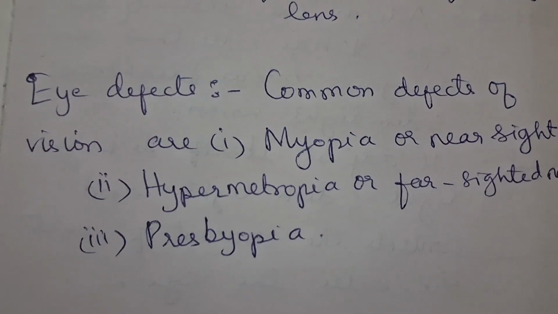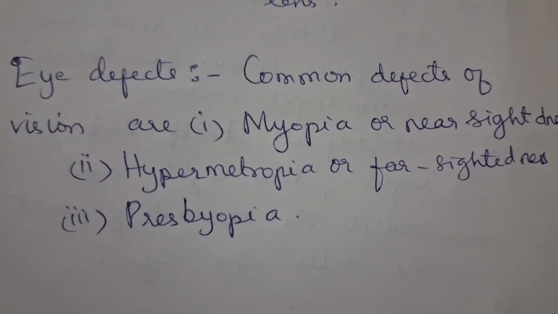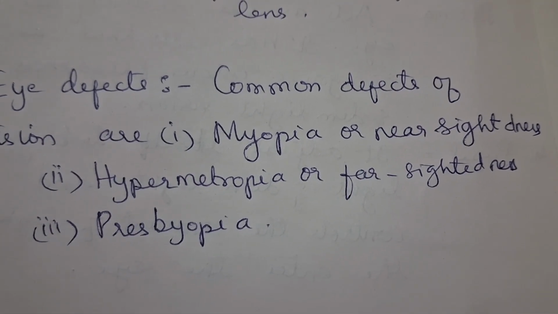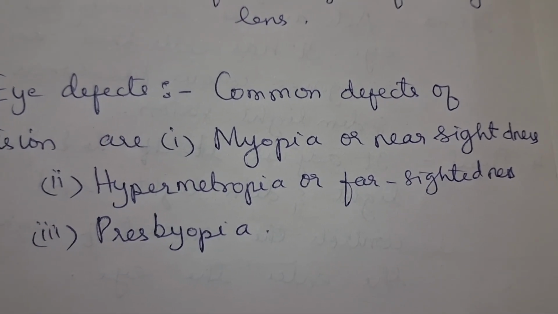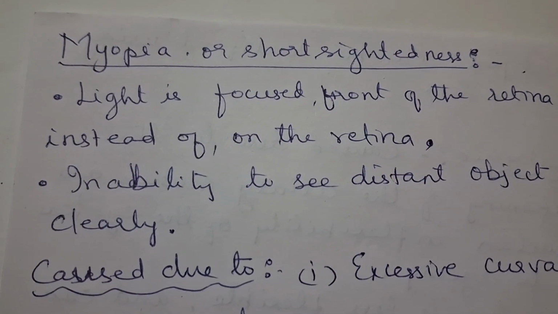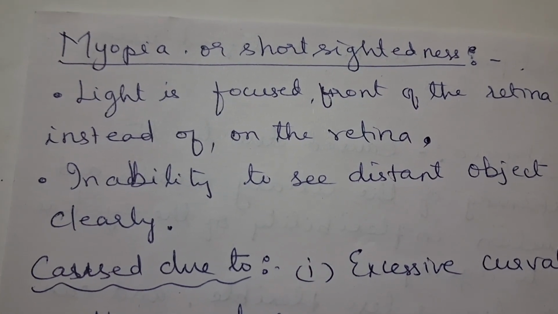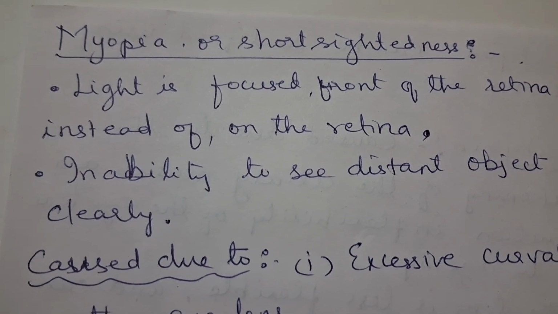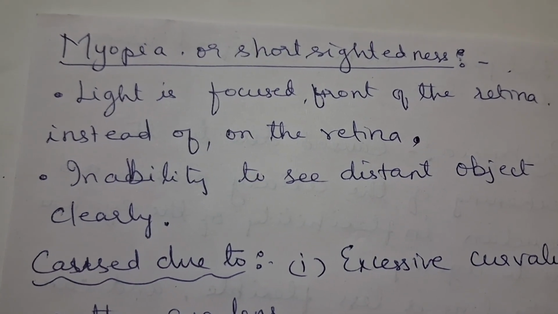Next one, eye defects. The common defects of vision are myopia or nearsightedness, hypermetropia or farsightedness, and presbyopia. So these are the common defects seen. In myopia or short-sightedness, the light is focused in front of the retina instead of on the retina, so there is inability to see distant objects clearly.